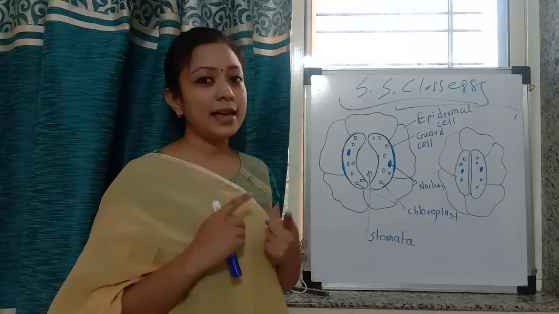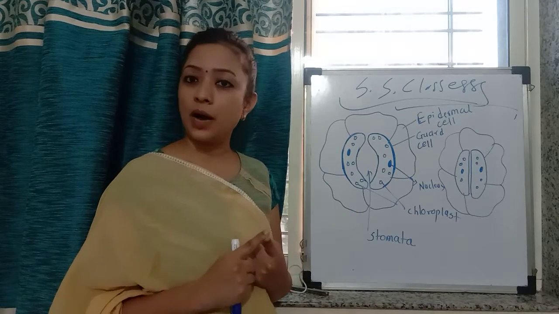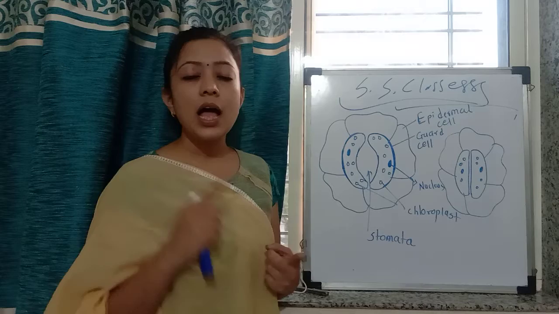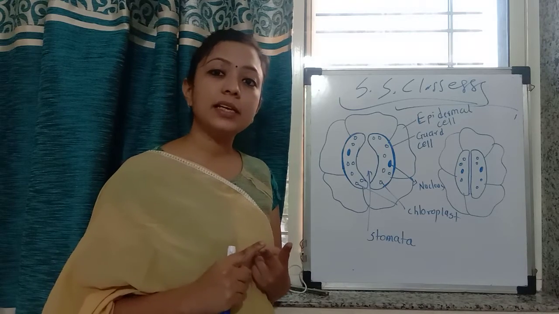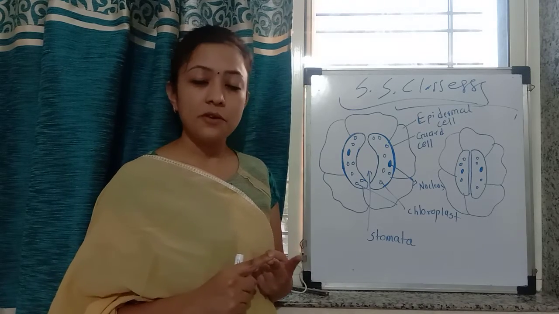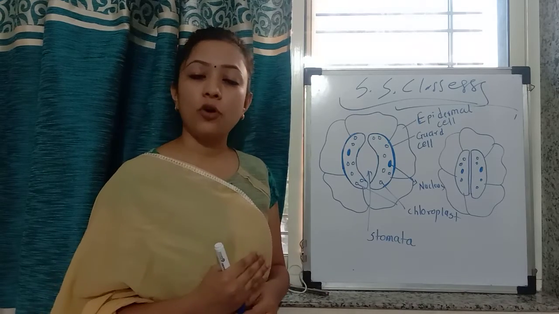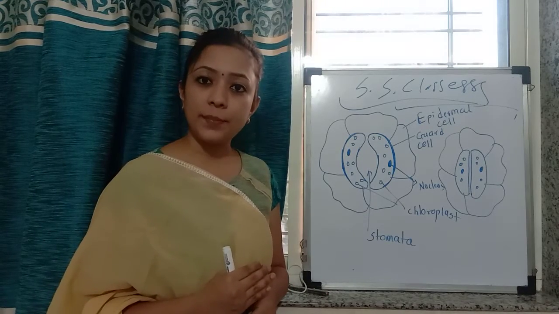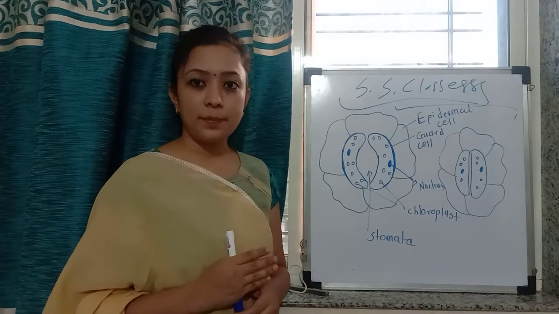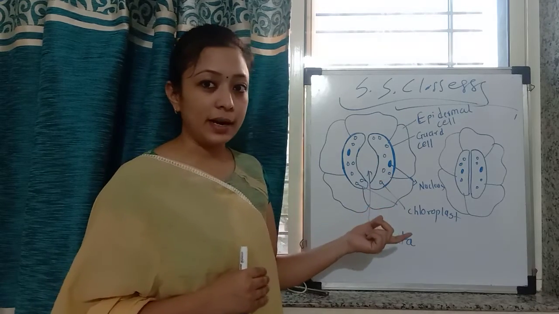Stomata help in the exchange of gases, that is carbon dioxide and oxygen, and stomata also help in the process of transpiration. What is transpiration? The process of removal of excess water in the form of water vapor through the aerial part of the plant, that is with the help of stomata.